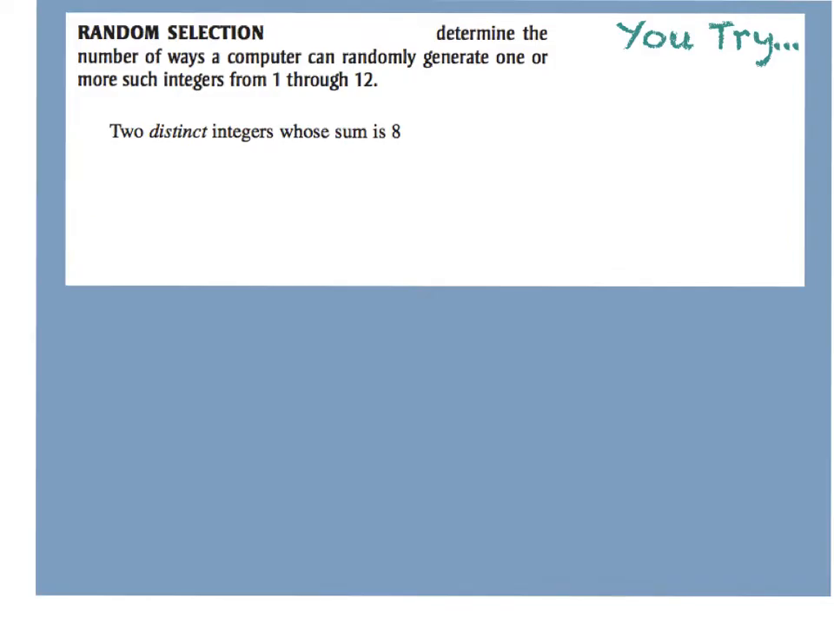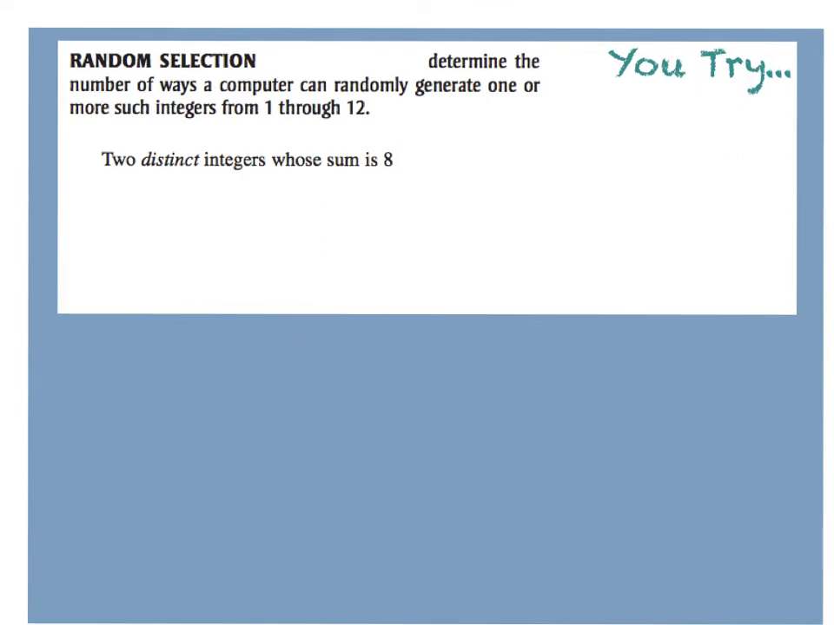So you try this one. Determine the number of ways a computer can randomly generate one or more of such integers of 1 through 12, and now I have 2 distinct integers whose sum is 8. Well, what does distinct mean? Must be different numbers. 1 and 7. How else? 2 and 6. How else? 3 and 5. How else? 5 and 3. So how many ways? 6 ways.